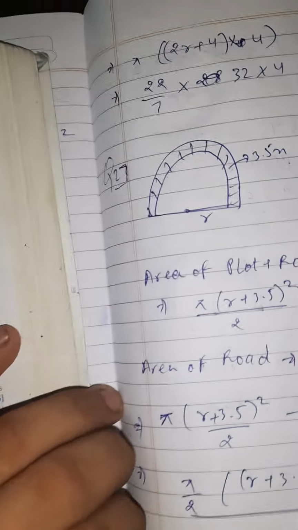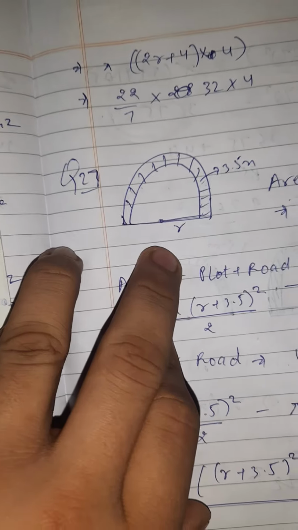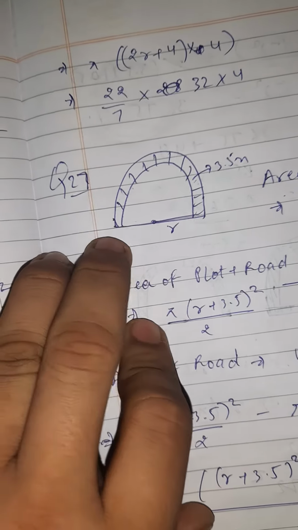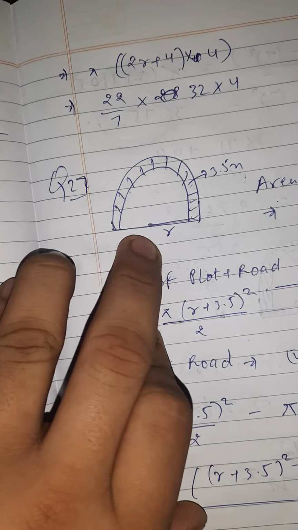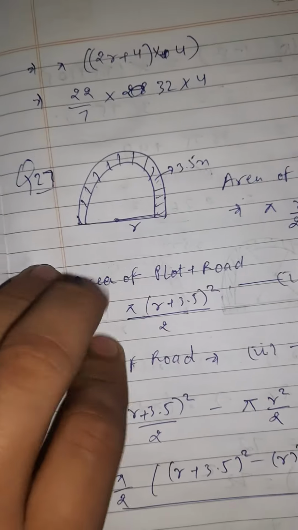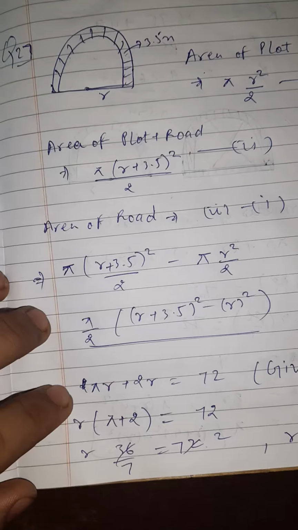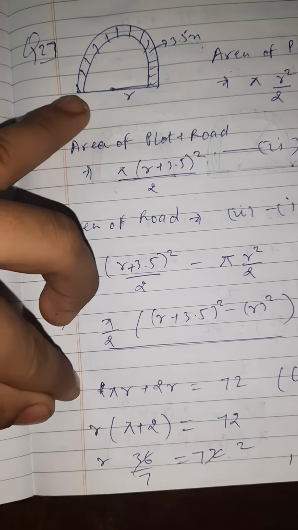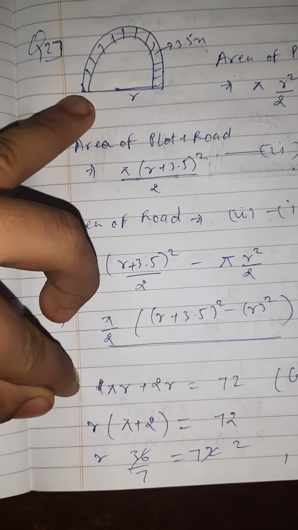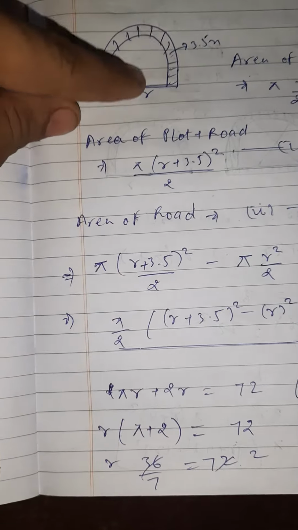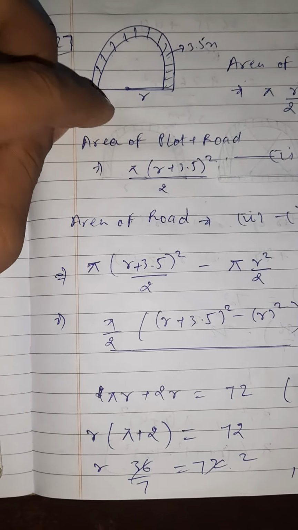So I have drawn a figure for this. It is a semicircular plot or garden, whatever it is, and this is the road of 3.5 meters. So first, here we are given 72 as the perimeter of this garden. So the perimeter of this garden will be its round circumference and this horizontal one.